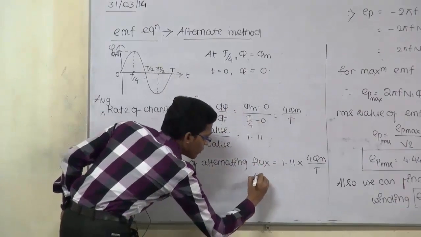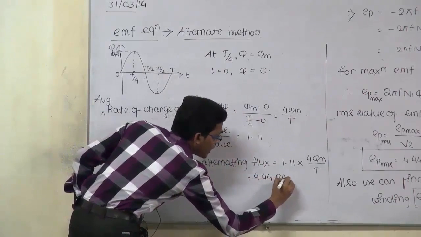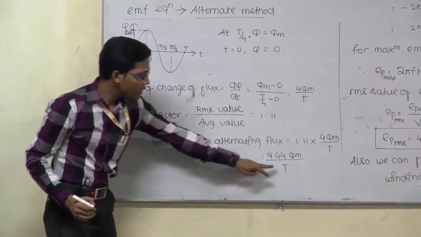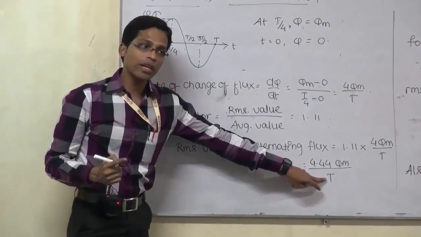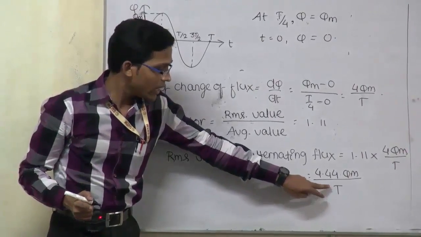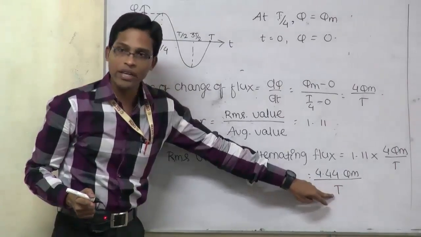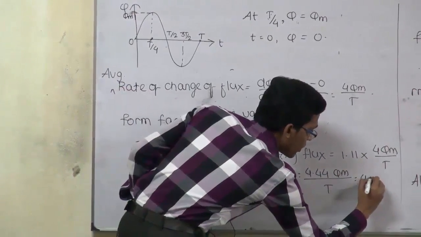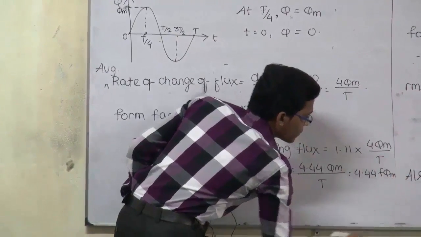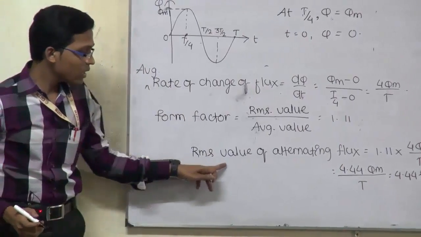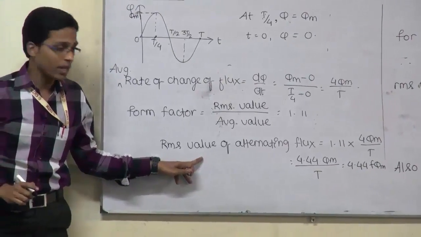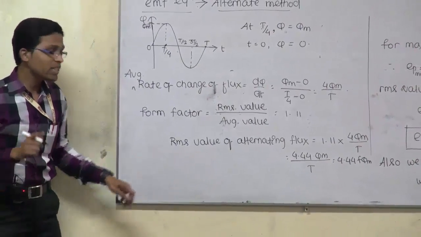So how much will you get? 4.44 phi m divided by T. Here T is the time period, and we know the relation between frequency and time period: frequency is the reciprocal of time period. So we are getting 4.44 into phi m divided by T, which can also be written as 4.44 F into phi m. This is the RMS value of the flux produced in the primary winding or in the secondary winding.